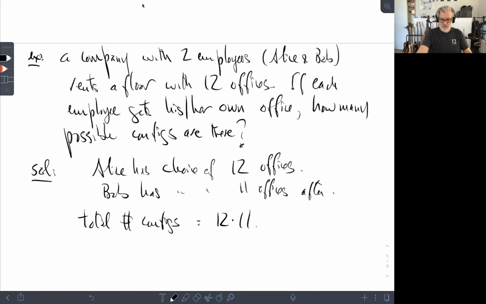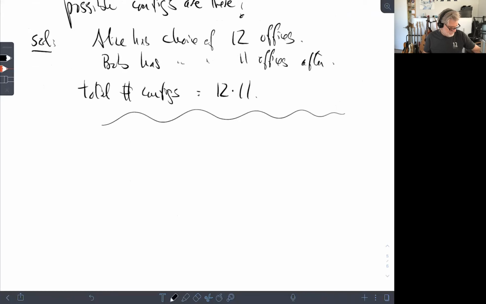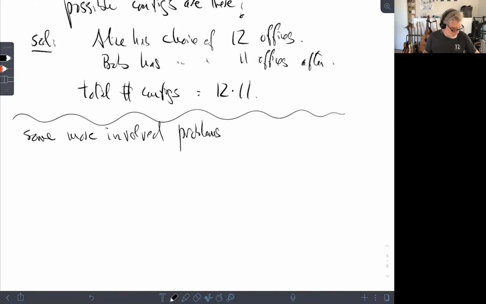I've talked about this. Okay, so let's move on to some counting problems which are a bit more involved. Some more involved problems. So here's one, which is not so bad, but it involves all sorts of little things.